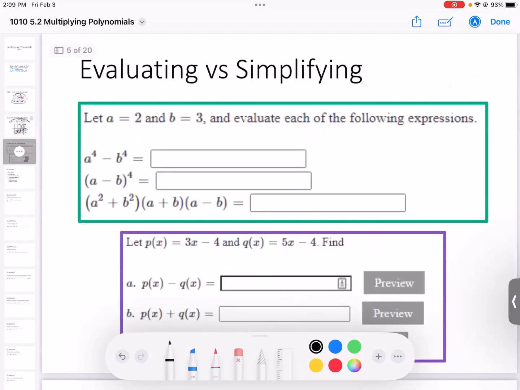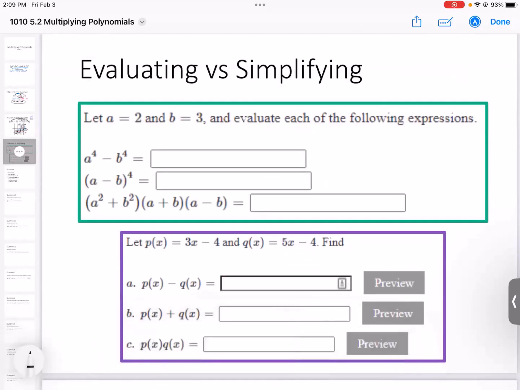All right, so on your homework, there's 2 questions and I wanted to just highlight the difference between them. So in one of the questions, it says let A equal 2 and B equal 3 and evaluate each of these expressions. When it asks you to evaluate something, your answers are going to be numbers. Because essentially what you're doing is you're taking 2 and plugging it in for A, taking 3 and plugging it in for B, and simplifying it down to a single number.